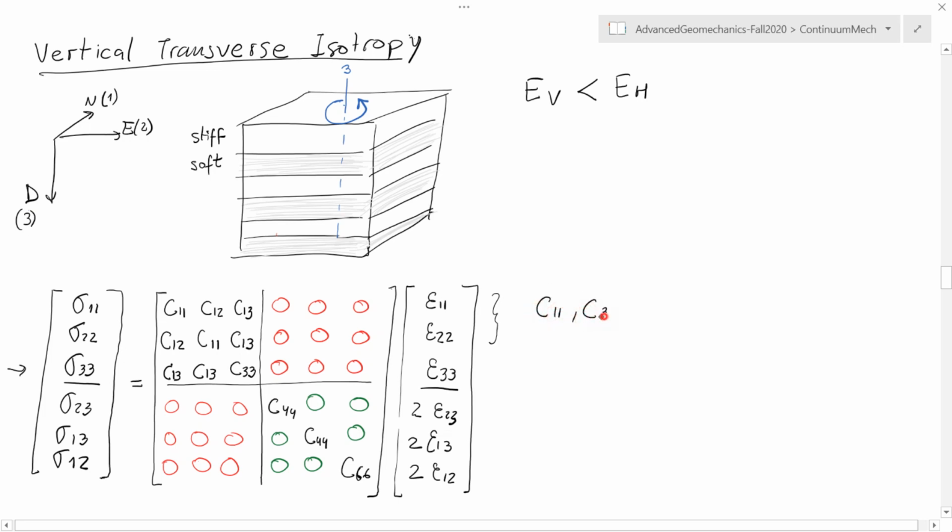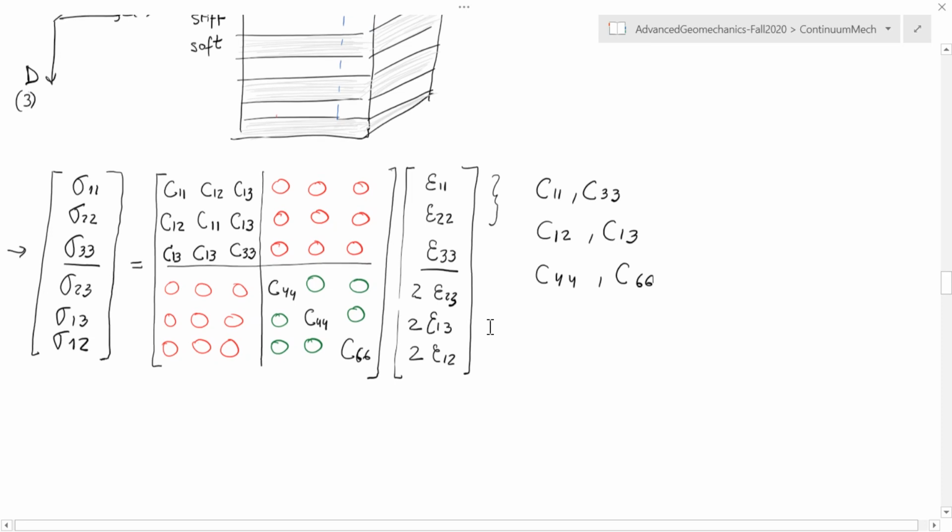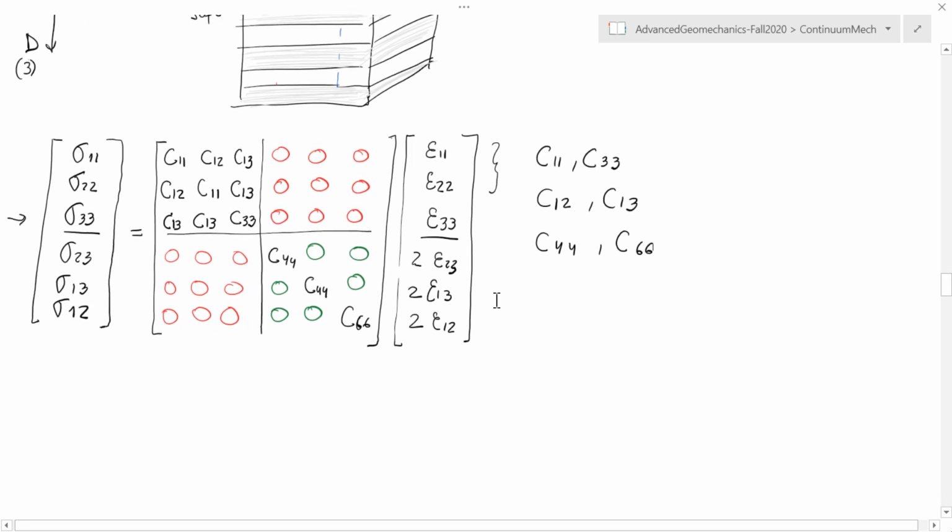C11, C33, C12, C13, C44, and C66. Similarly to what happens with the relationship between the shear modulus and the Young modulus, you can actually show that C66 is a function of the other stiffnesses, and it's equal to what I'm writing right now.